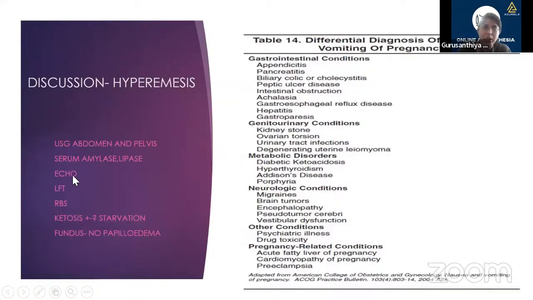ketonuria she had. Echo was done to rule out any cardiomyopathy of pregnancy. She didn't have any. Her echo was normal except for the collapsed IVC. LFT was done to rule out any acute fatty liver of pregnancy, and that was within normal limits.